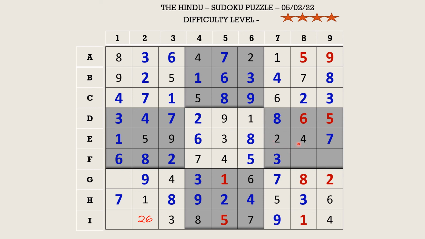In the 6th block the missing numbers are 1 and 9. There is a 1 blocking from here. So F8 takes 9 and F9 takes 1.